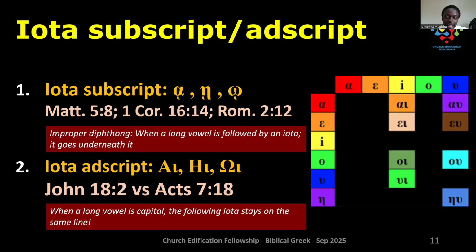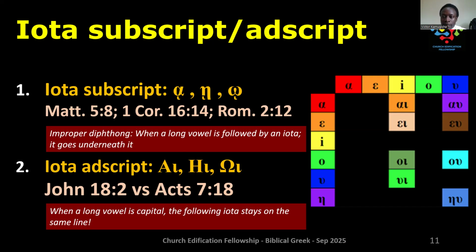Then we have the iota subscript and iota adscript. Now, iota subscript, just look at the red ribbons. The improper diphthong is when a long vowel is followed by an iota. That iota goes under it. But if that long vowel is uppercase, that iota does not go under it. It stays on the same line. So where the iota goes under, that is iota subscript. Where the iota stays on the same line, that is iota adscript. It stays on the same line if it is uppercase, if it is a capital letter.